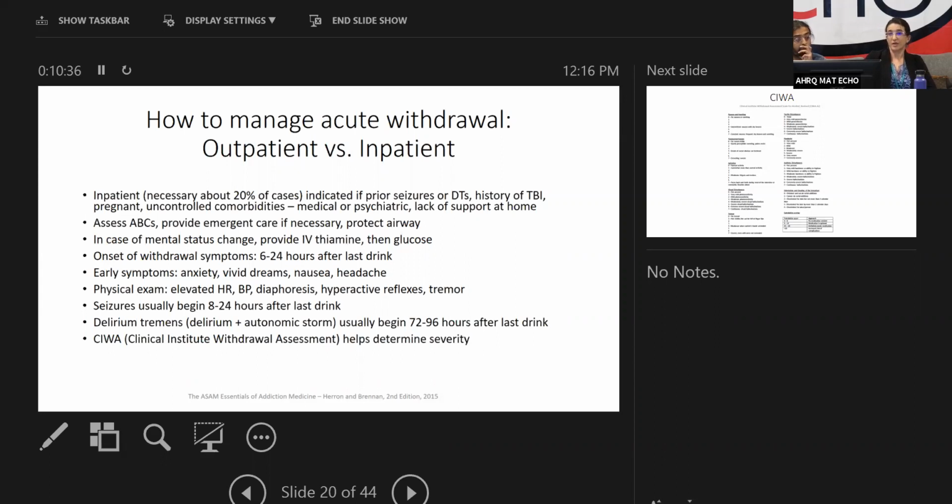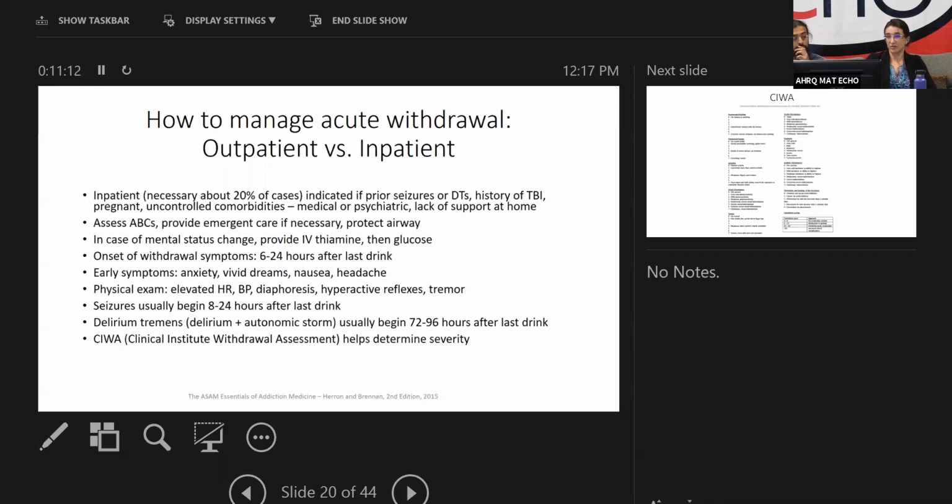And then you also need to, in the emergency setting, assess the ABCs and provide emergent or supportive care. In terms of assessing for mental status change, where Wernicke-Korsakoff syndrome becomes a potential threat, you provide IV thiamine and glucose. And withdrawal symptoms typically present early on, so 6 to 24 hours after the last drink is when they're at highest risk for needing hospitalization, perhaps if there's a risk of seizure.